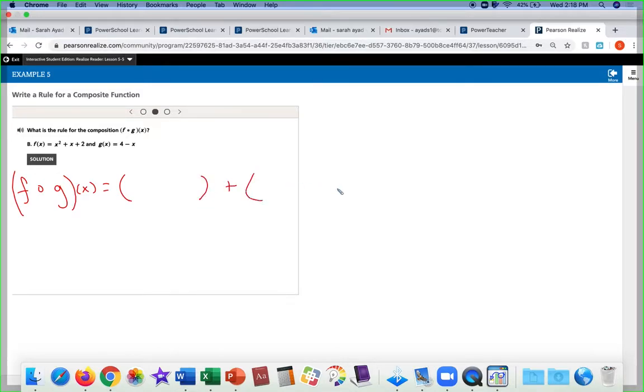Everywhere you see an x, you're not putting it there. You're taking it out. So here's the function f. I took out the x. Instead of x, I'm replacing it with g of x. There's g of x, right? I'm putting in g of x everywhere I see an x. So now, how do I simplify this?